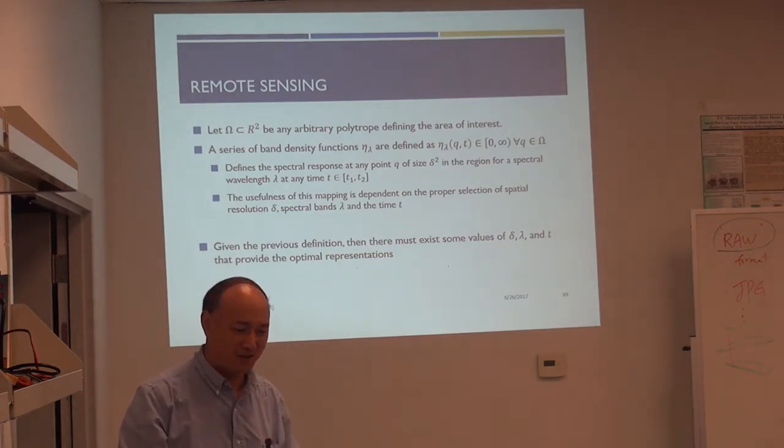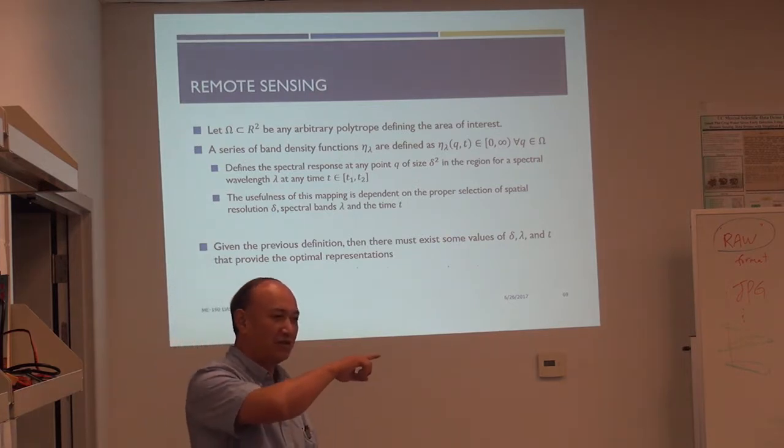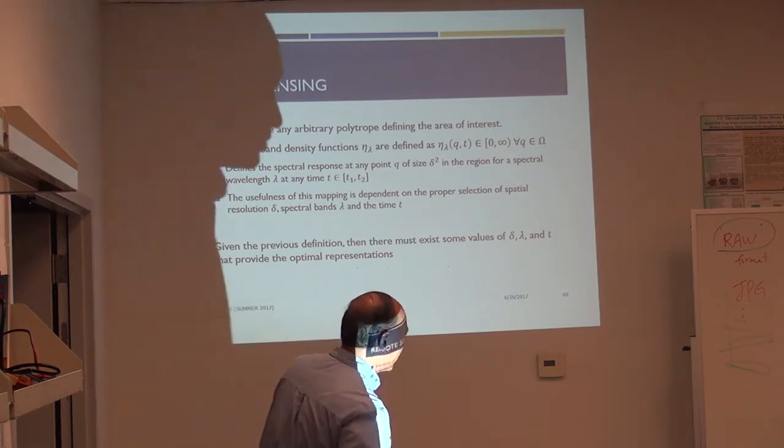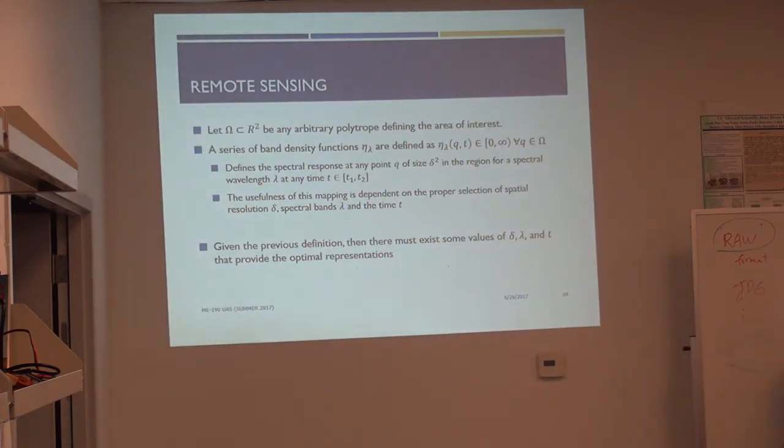We are using math abstraction, but basically, I showed you lots of reflectance pictures. Remember, we have a picture like this. This is lambda, wavelength. This is reflectance, that's 100%. So you always have something like this. Here, this is red. This is near infrared. So this function is eta, the density function.